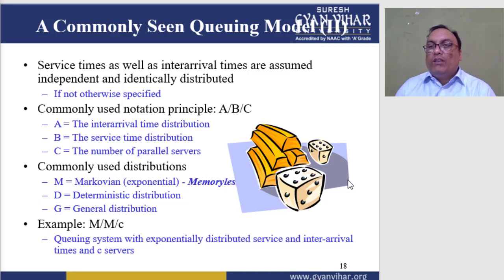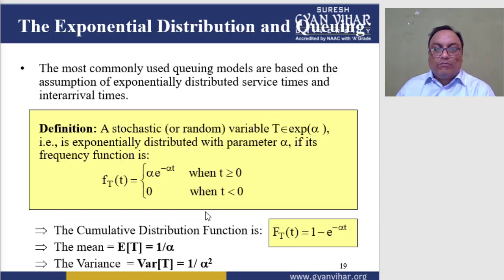And for the example of M/M/C, this gives the queuing system with exponentially distributed service and inter-arrival times and C servers, right? And then move to the next case. This is the exponential distribution in queuing theory.